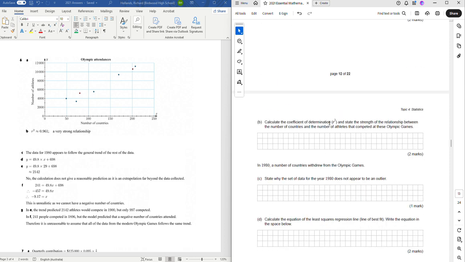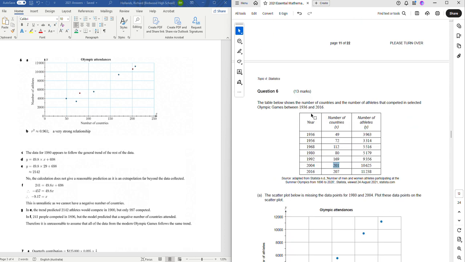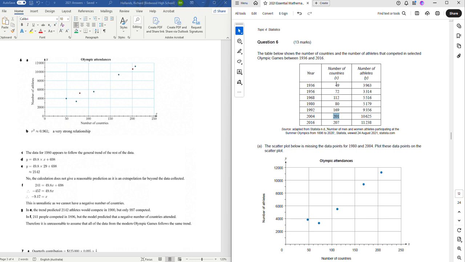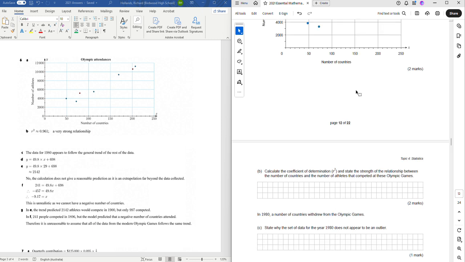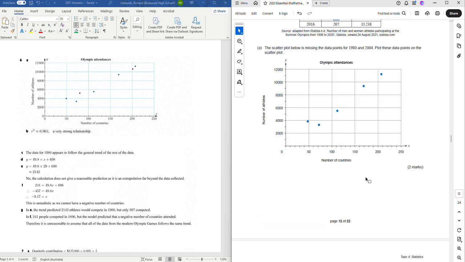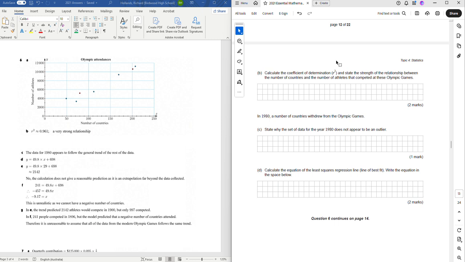Calculate the coefficient of determination R squared and state the strength. All right, this is where we pull up our graphics calculator and we put our number of countries in list 1 and our number of athletes in list 2, and we go through the process of actually calculating these. You graph it and create your own scatter plot in your calculator, and then you hit the calculate function and it'll pop up R squared. All right, and so it equals 0.961, which is a very strong relationship.